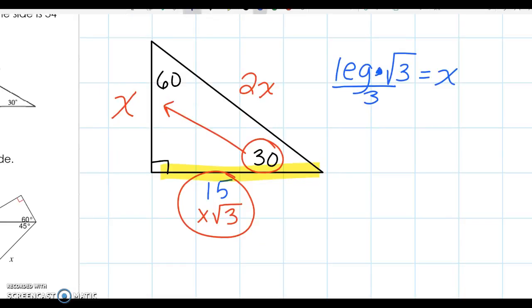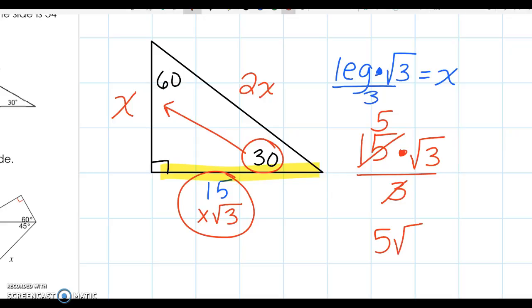So what we have and what we were given is 15. That's the side length that represents x square root of 3. So to just get x, I have to get rid of that square root of 3. And this is how we're going to do it. We're going to multiply by the square root of 3 over 3. The 3 can go into the 15 evenly. That's going to go into 15 5 times. The square root of 3 can't be divided by anything. So you're going to get 5 square root of 3 is your x value.